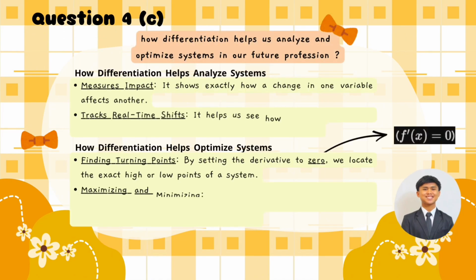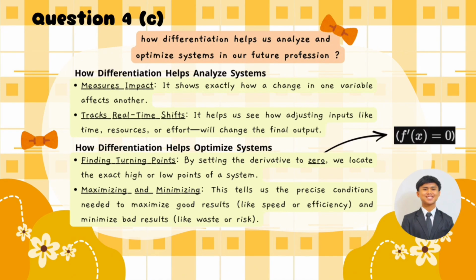So first, let's talk about how differentiation helps us analyze systems. It allows us to measure the direct impact of our choices by showing exactly how a change in one variable affects another. Instead of guessing, it helps us to track real-time shifts so we can see how adjusting our inputs like time, resources, or effort will change the final output.